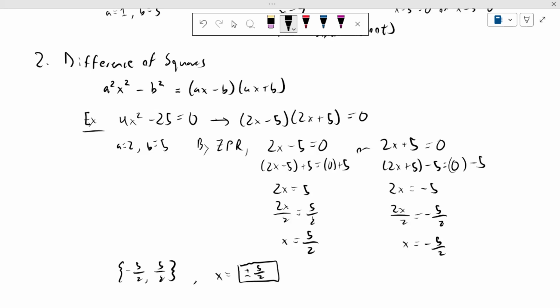All right. So that's all I really want to say about factoring for right now. Any questions on that? Any questions at all on that?